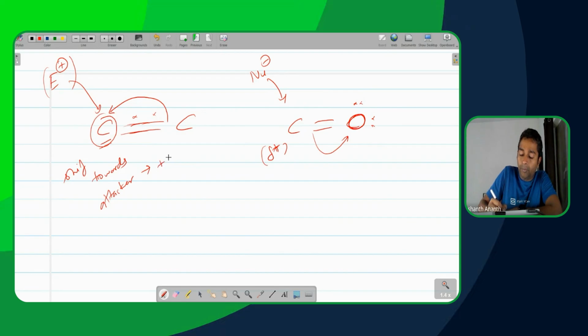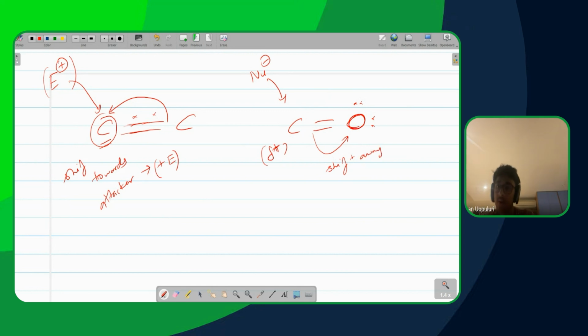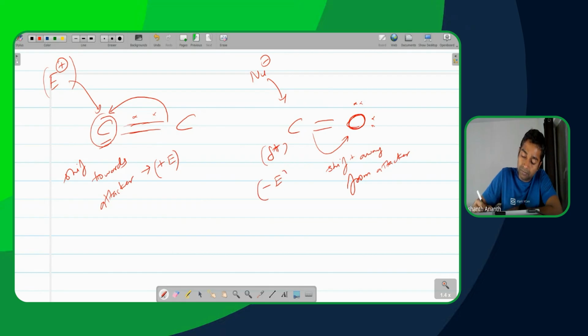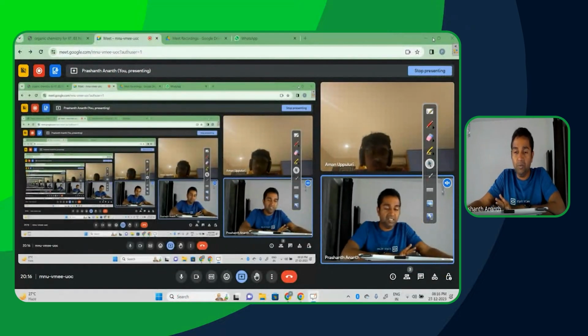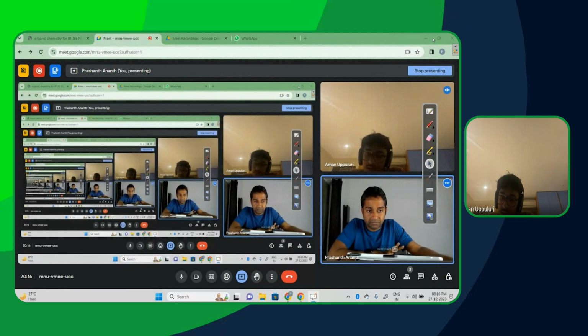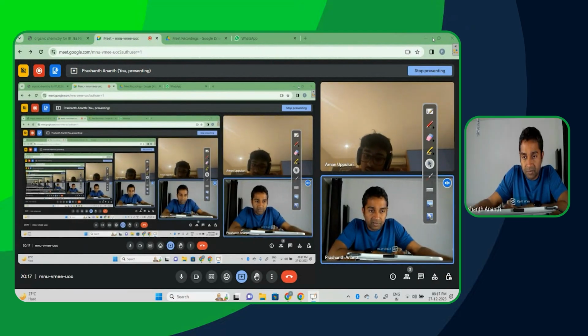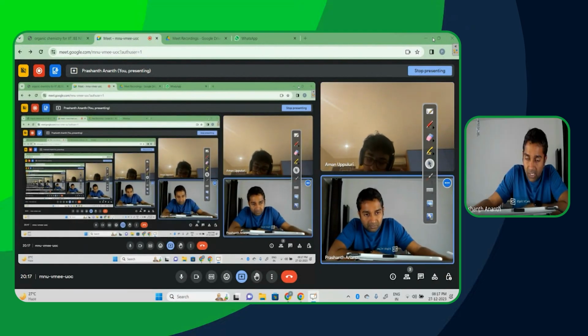this is called the plus electromeric effect. And in this case, shift away from the attacker is the minus E effect. As simple as that. Nothing more, nothing less. You're clear with this? Yes, sir. Clear. Now, next.